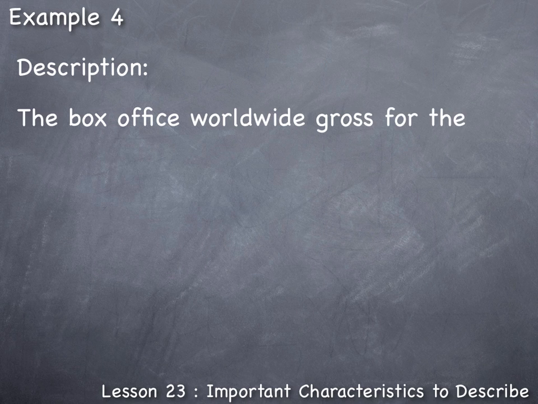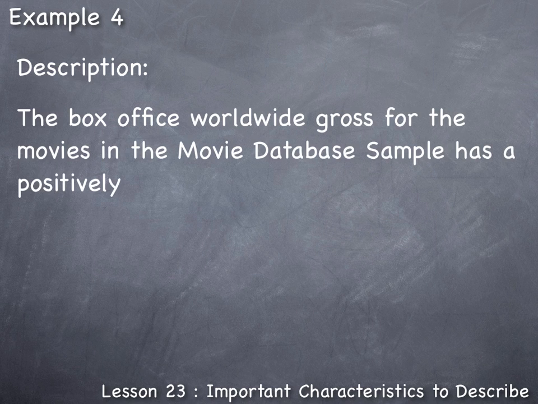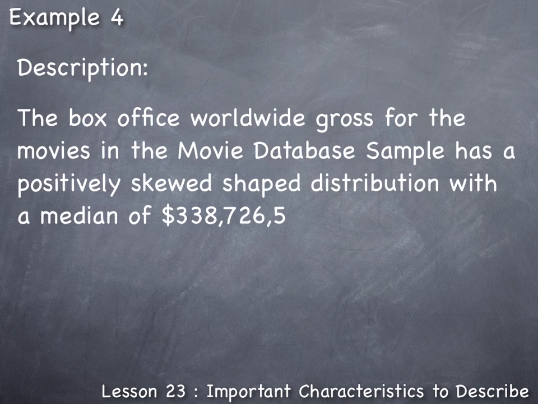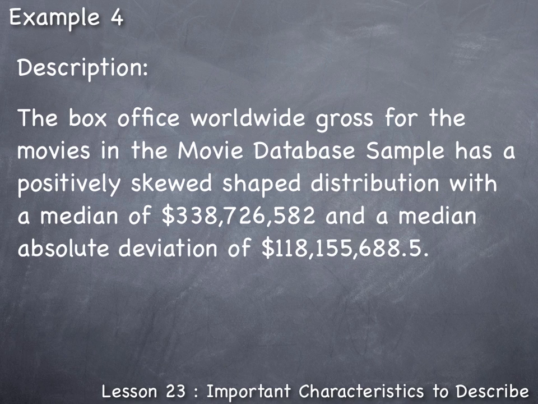The box office worldwide gross for the movies in the movie database sample has a positively skewed shape distribution, with a median of $338,726,582 and a median absolute deviation of $118,155,688.50.